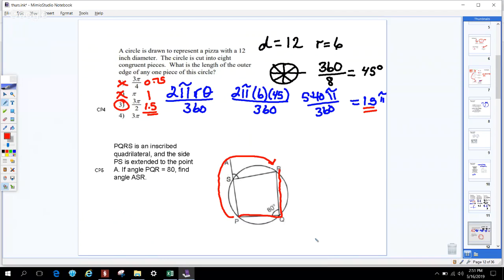Inscribed. How do we go from angle to arc for inscribed angles? Arc to angle we divide by 2. Angle to arc we do what? Multiply by 2. So what's 80 times 2? 160. So we know this whole arc is 160. We have to figure out how many degrees this is. How do we know how many degrees that is? Yeah, 180 minus 80. So we know this is 100 degrees.